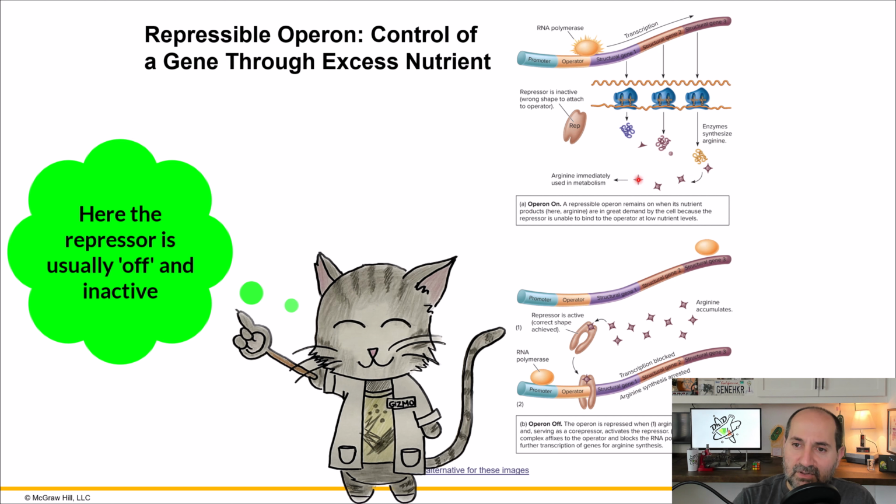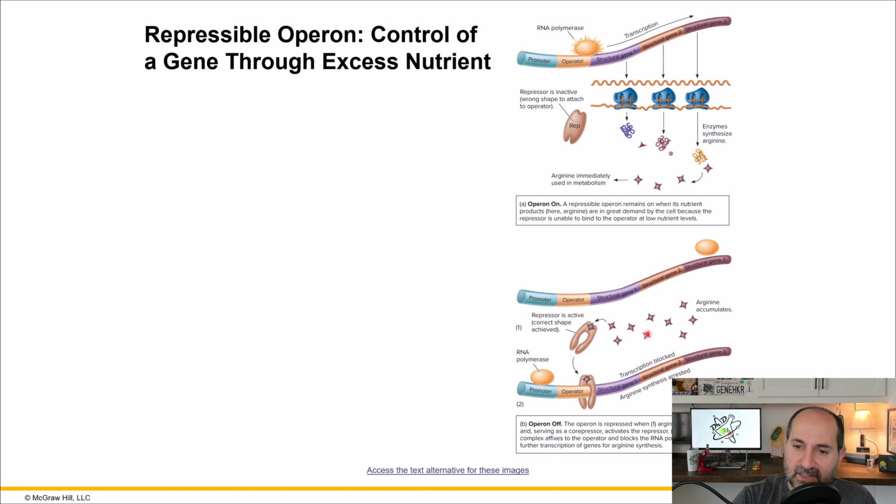That's great. However, if excess arginine is present, if a lot of arginine accumulates, then the arginine can actually bind to the inactive repressor, activating the repressor, serving as what's known as a co-repressor, which binds to the operator, shutting off gene transcription. So here the operon is normally on, but accumulation of arginine causes it to serve as a co-repressor, turning on the repressor to shut down the operon.